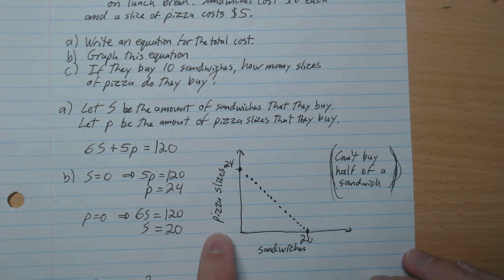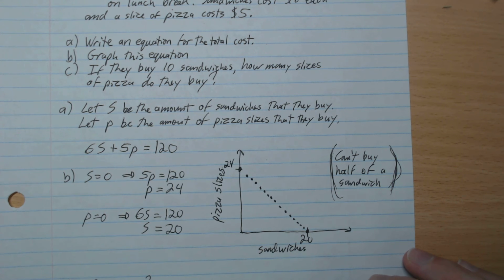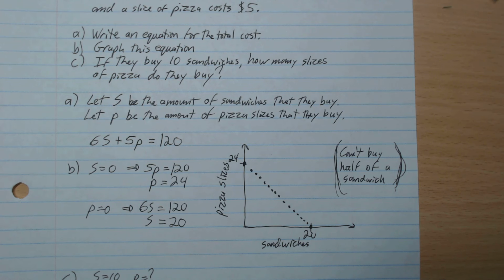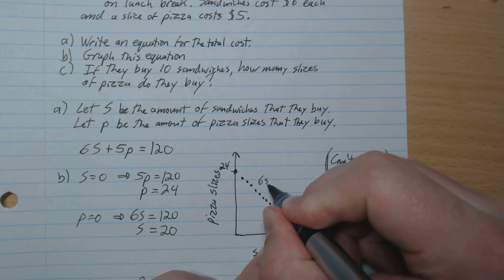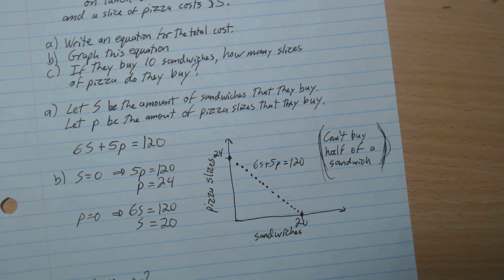So here we're going to graph. We have X and Y. Sandwiches are X, pizza are Y. And so if we have 20 sandwiches, it gives pizza 0. Or you can have sandwiches 0 and get pizza 24. And so we connect these two points like that. And we can't buy half a sandwich. So it's not a straight line, it's a dotted line as such. Oh, and I forgot. We can write this here. 6S plus 5P equals 120 as such.